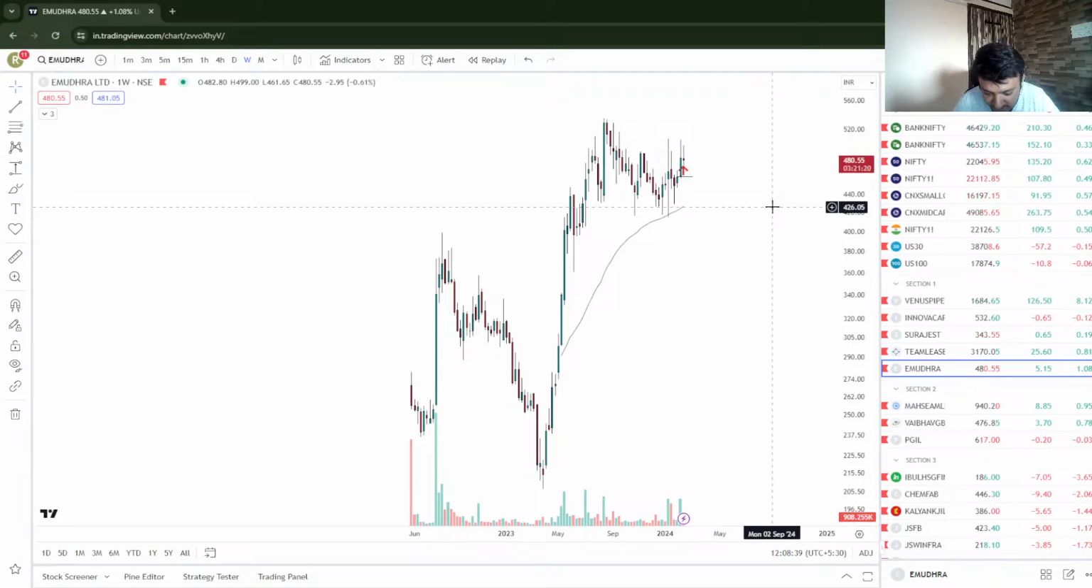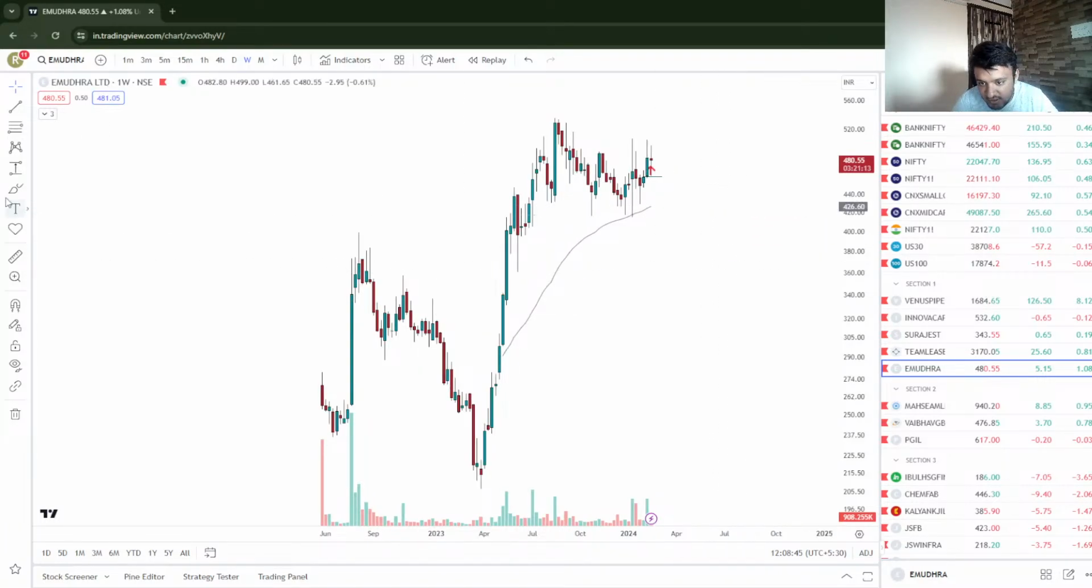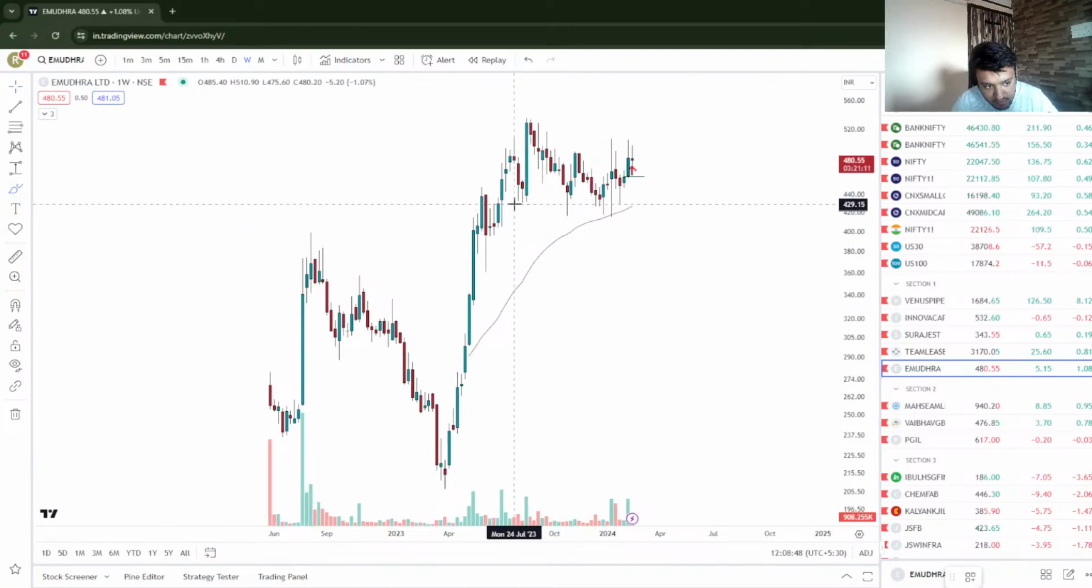And this is not a buy recommendation. All right, don't just blindly buy it. I might exit it immediately after the live or right in the live as well. So don't buy it blindly.